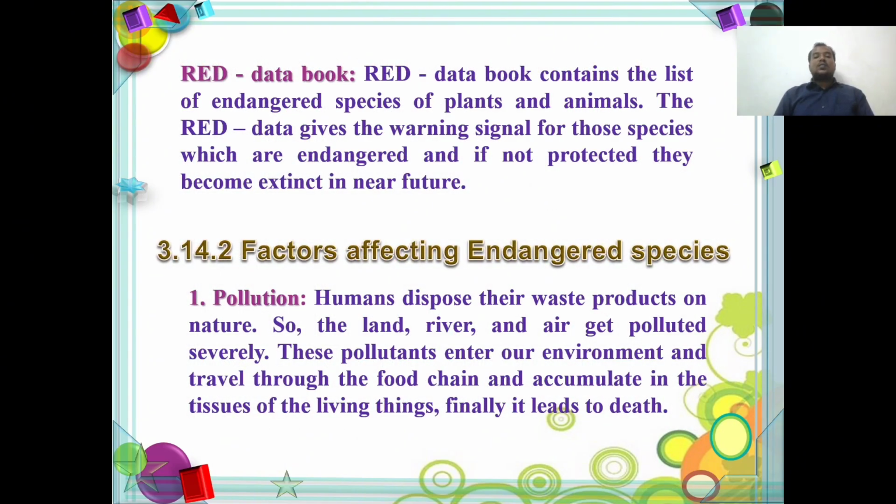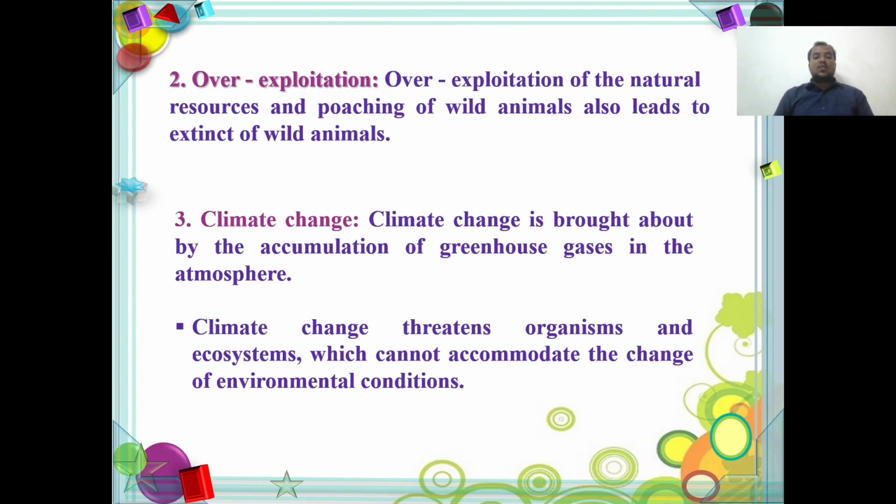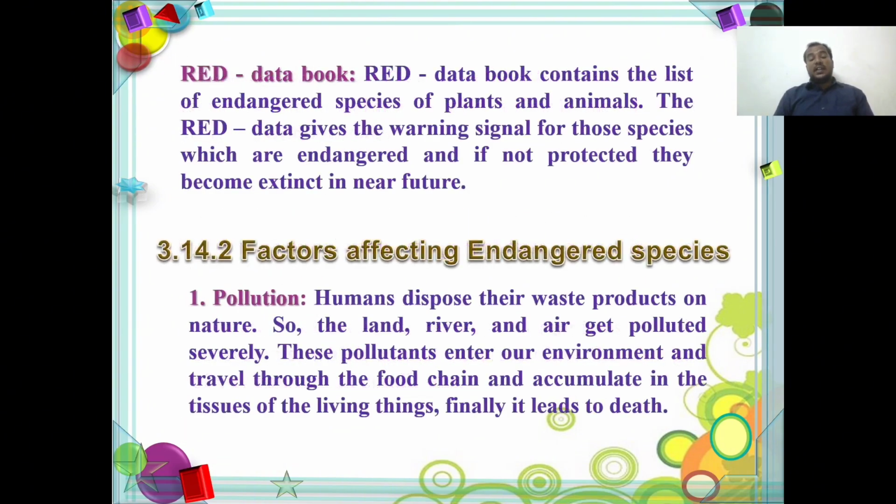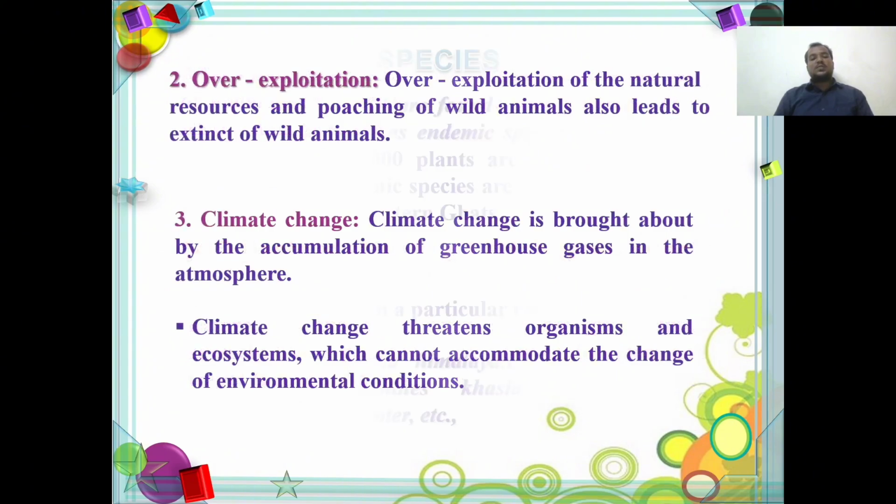Then the Red Data Book. This Red Data Book contains a list of endangered species of plants and animals. It gives a warning signal for those species which are endangered, and if not protected, they become extinct in the near future. In short, the endangered species of animals and plants are listed in the Red Data Book. Factors affecting them are pollution, over exploitation, climate change and some other reasons, which destroy the species.